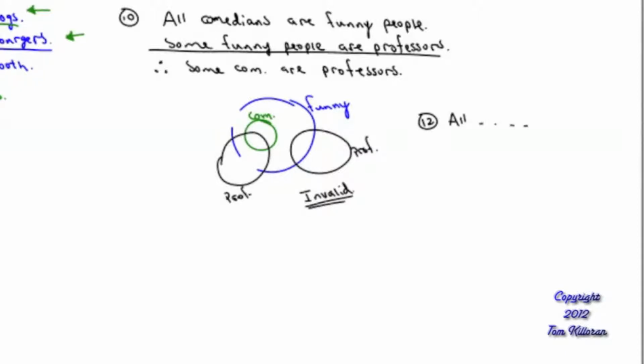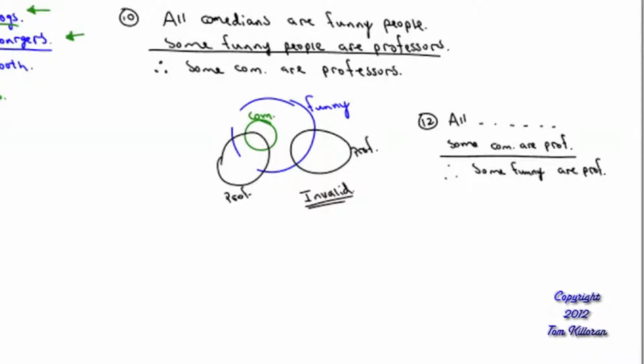Well, it's the same as the first one. And then it's: some comedians are professors. Therefore, some funny people are professors. So it's using the same three circles. Let's just change some things around. Better if you read it in your book, because I didn't write it all out.